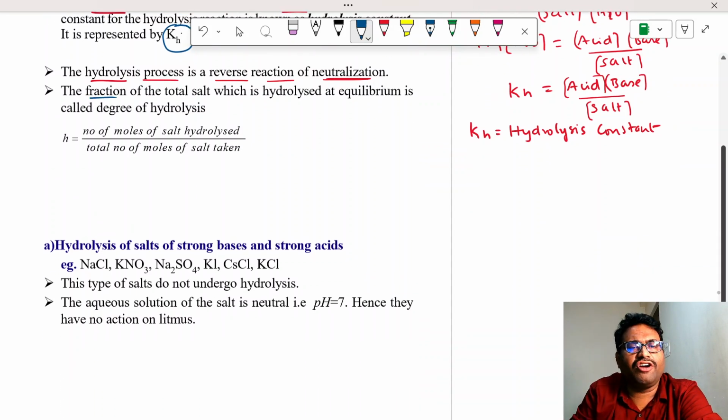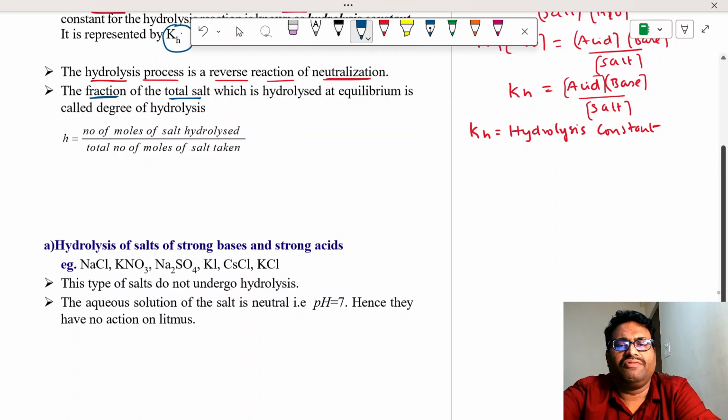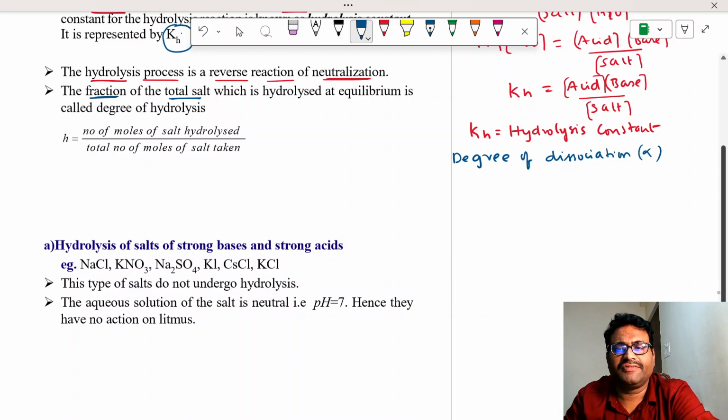Now the fraction of total salt which is hydrolyzed at equilibrium is called the degree of hydrolysis. We have studied before the degree of dissociation, which is called alpha. What is the degree of dissociation alpha?